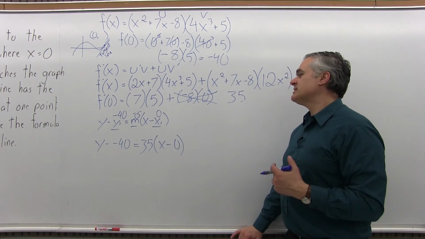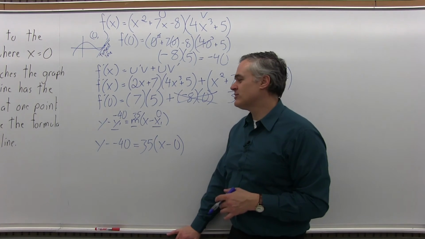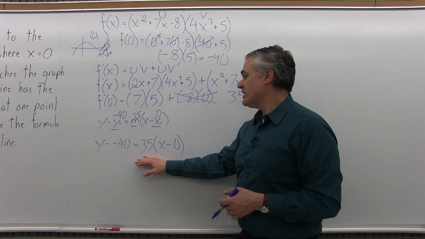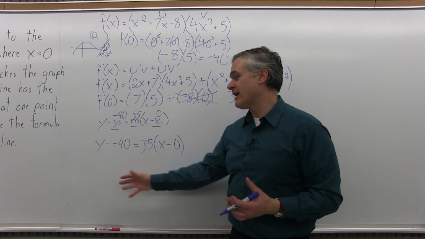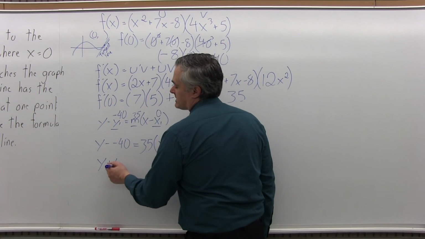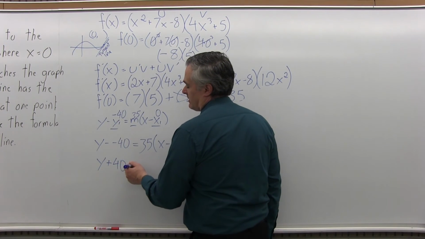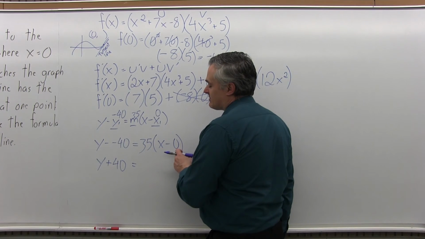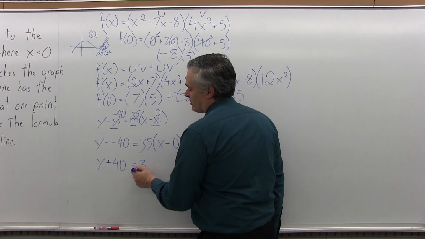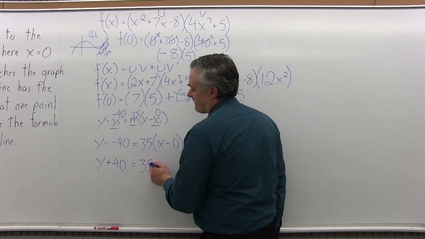And now it's almost irresistible for me not to simplify this a little bit. This really is the equation of the tangent line. And in reality, we could stop here, but y minus negative 40, I almost have to make that y plus 40. And 35 times x minus 0. Well, x minus 0 is really just x. So 35 times x is 35x.